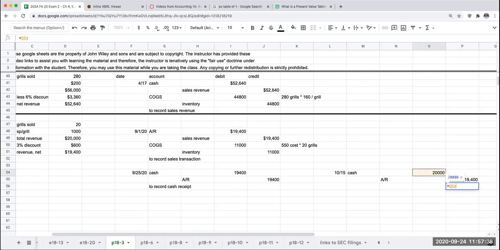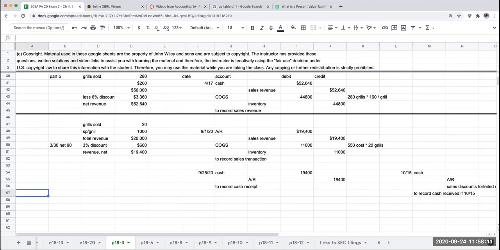Now, what about this $600? As I look at the $600 right over here, the way we could do this is they're calling it sales discounts forfeited. I would just call this revenue because that's really what it is. So this would be over here at 600. So that is part C.